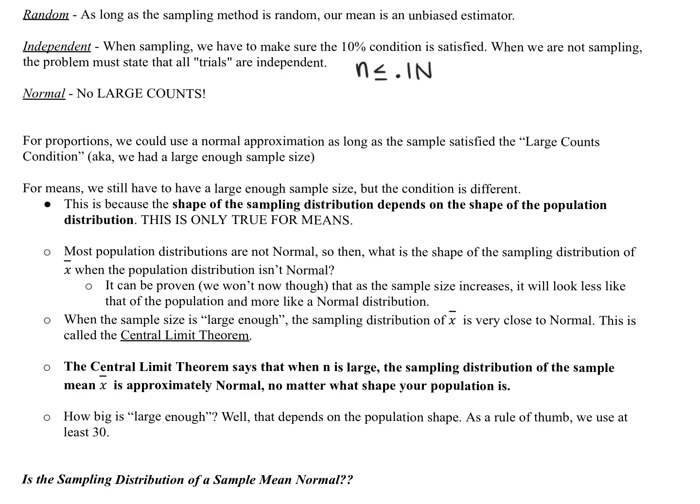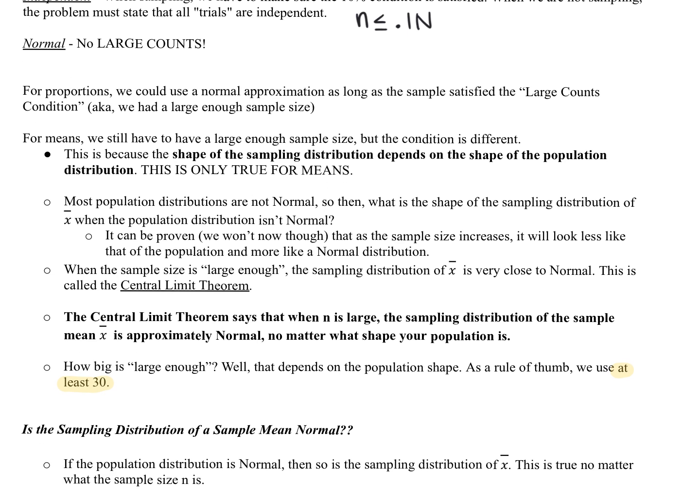So when it came to how big is large enough, it does depend on the population shape, but as a rule of thumb, we use at least 30. So as long as your sample size is at least 30, we can assume that it is a normal distribution.